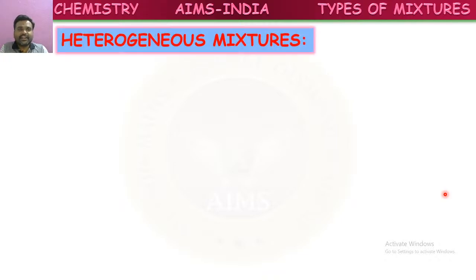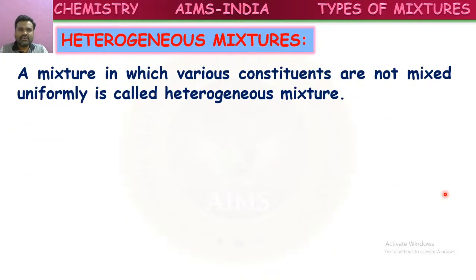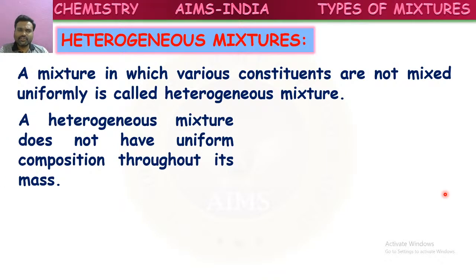Next, the second category of mixtures is heterogeneous mixtures. A mixture in which the various constituents are not mixed uniformly is called a heterogeneous mixture. It means the components might be visible clearly and they are not uniformly mixed into one another. Such kinds of mixtures are called heterogeneous mixtures. A heterogeneous mixture does not have uniform composition throughout its mass.